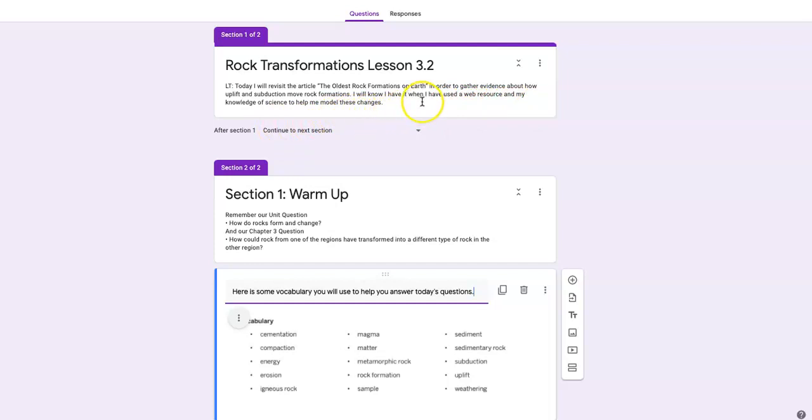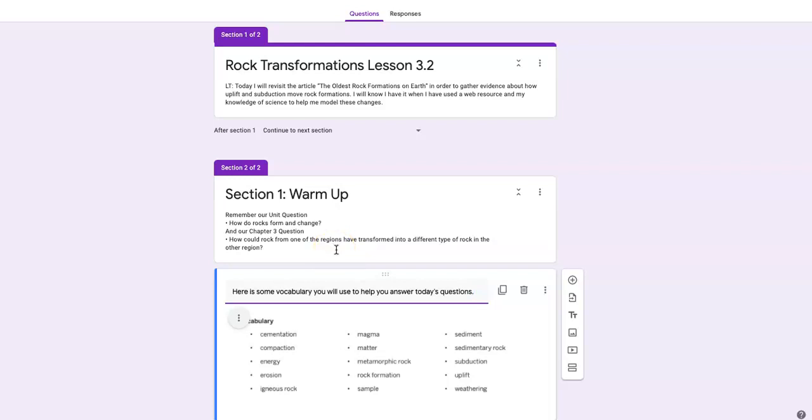So for the warm-up, remember that we are trying to answer the question, how do rocks form and change for the unit? And chapter 3, how could rock from one of the regions, either the Rocky Mountains or the Great Plains, have transformed into a different type of rock in the other region?